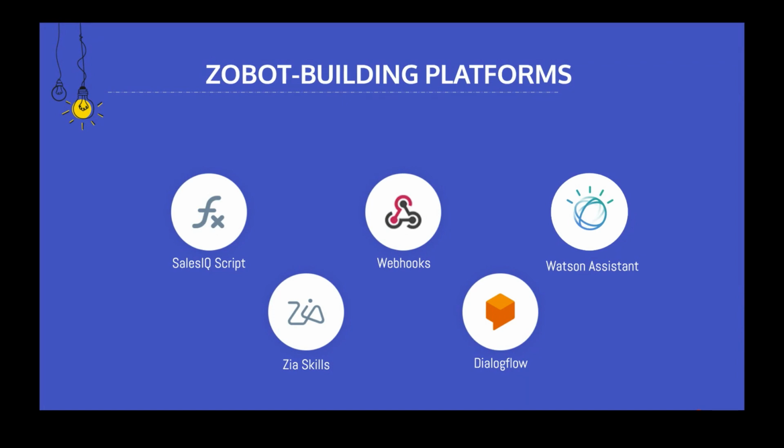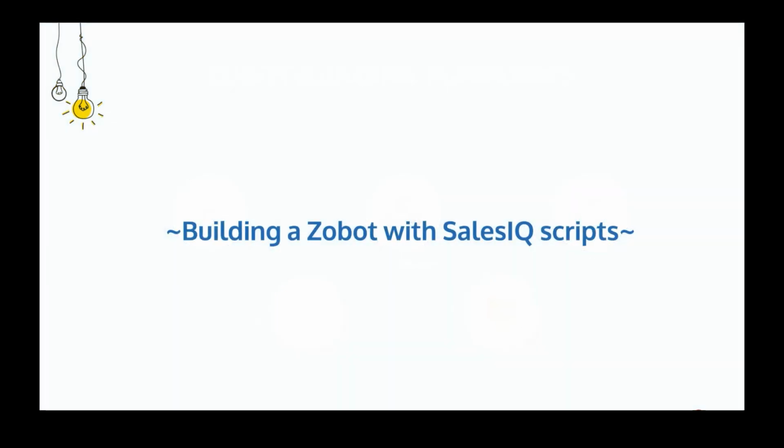First, building a Zobot using SalesIQ scripts. The SalesIQ script is a bot building platform that uses Deluge as the scripting language. Deluge might be a new term to a lot of you. Deluge is Zoho's low-code online scripting language. Since it's rapid application development, this is more and more of actions and lots of testing. The Deluge builder has a very user-friendly interface, which I will show you shortly. You can drag and drop elements inside the builder.